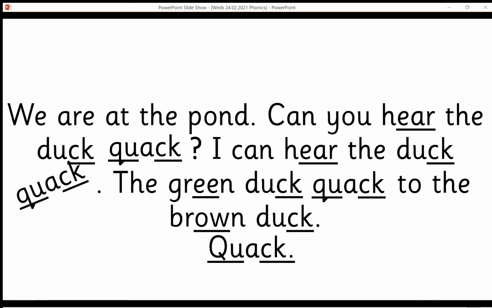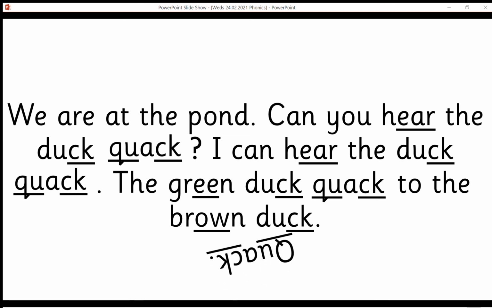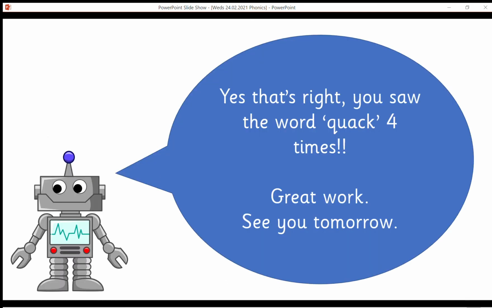Super. So now we've got two. The green duck quacks to the brown duck. How many is that? One more than two is three. Good job. The last word, quack. That means there are four. Four quacks. Super duper, everybody. You did see the word quack four times.